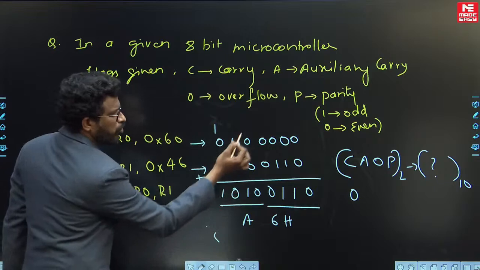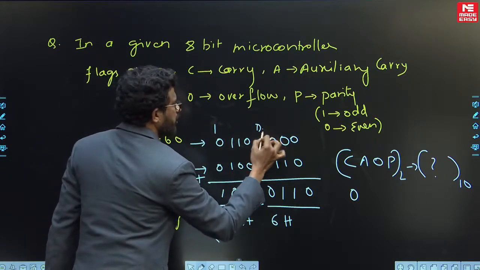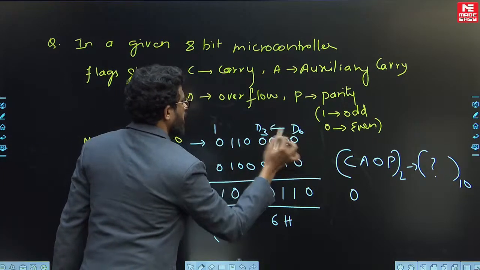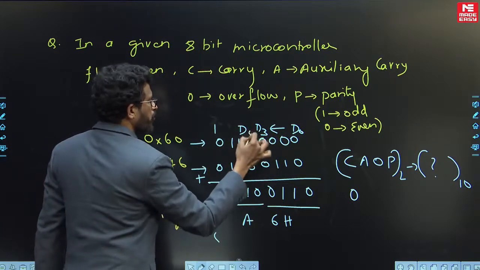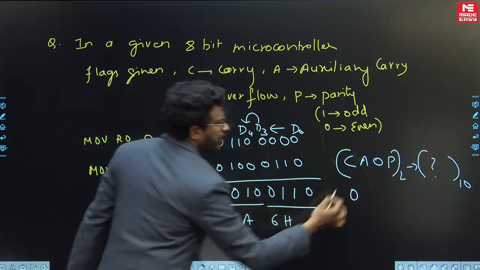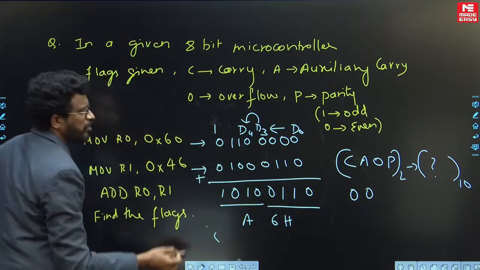Auxiliary carry is from lower nibble to higher nibble. So this one is D3, D0. So carry from D3 to D4 bit. So there is no as such carry. So auxiliary is 0. Next one is overflow flag.